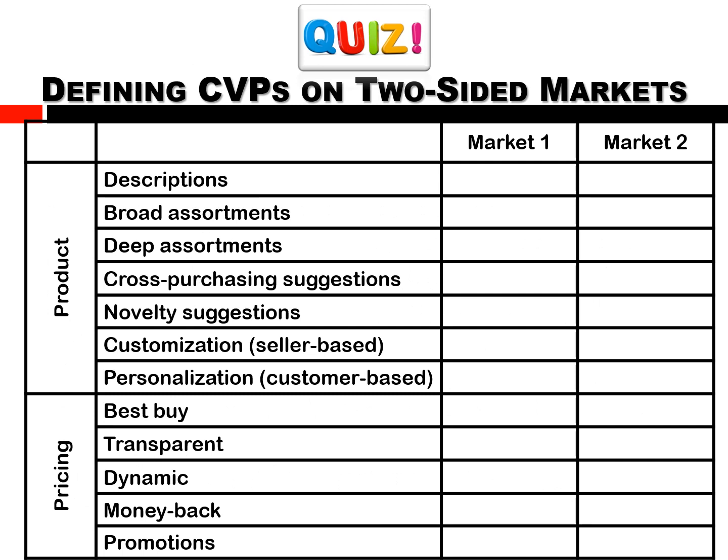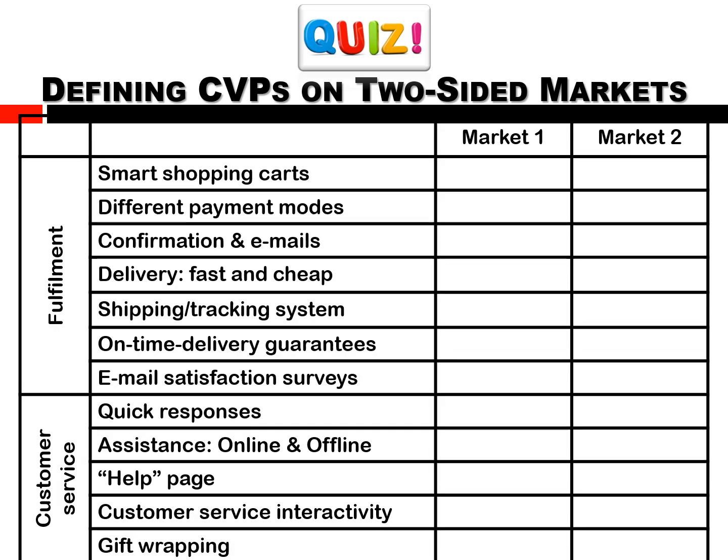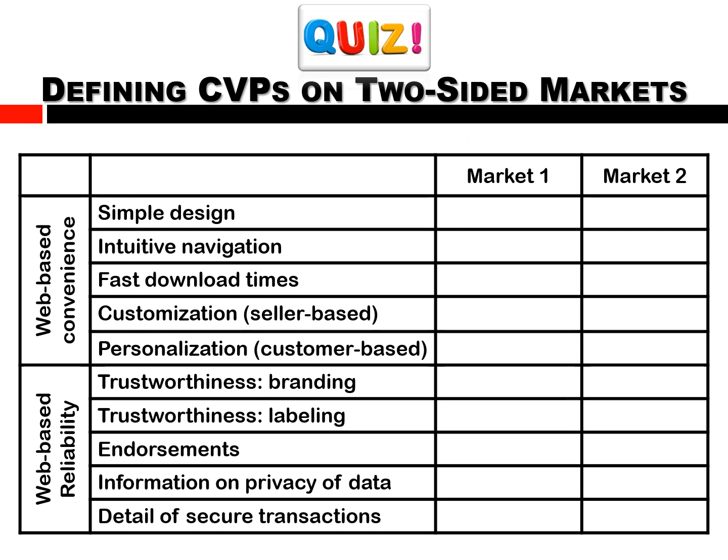This is for comparing and defining the different benefits for your two markets. It's not only one market, it's your two markets, about your product, your pricing, your information, communication, everything is for not one market, but two markets, because you are on two-sided markets, you are on P2P platform activities.